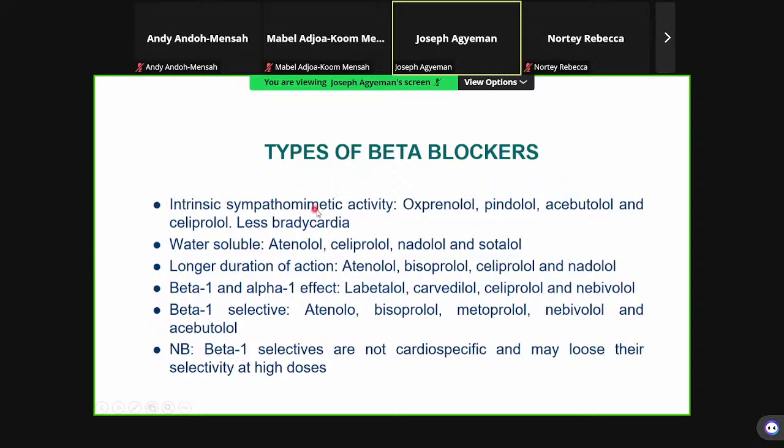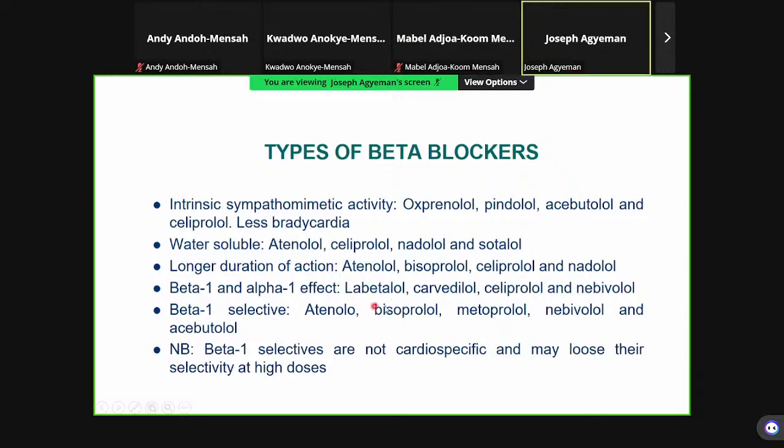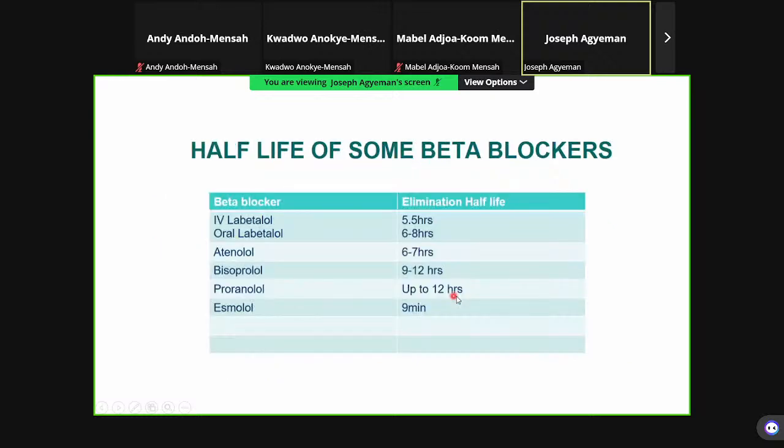So if you want to know examples, those with intrinsic sympathomimetic activity, and therefore they cause less bradycardia, you'll be looking at labetalol, which can be used once daily, bisoprolol once daily, and the rest. Those with beta-1 and alpha-1 blockade, labetalol and carvedilol, are very common. This one is used as an injectable in hypertensive crisis. Carvedilol is very popular in heart failure and hypertension.